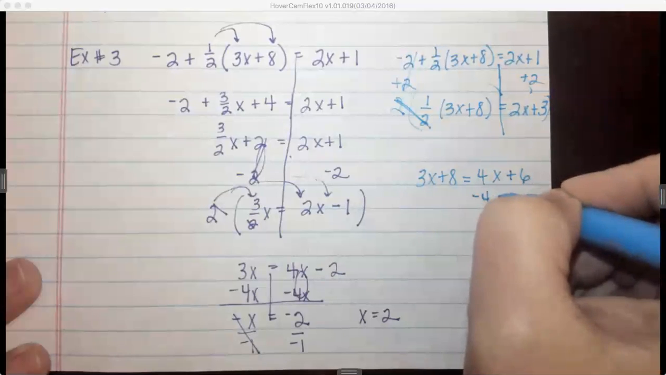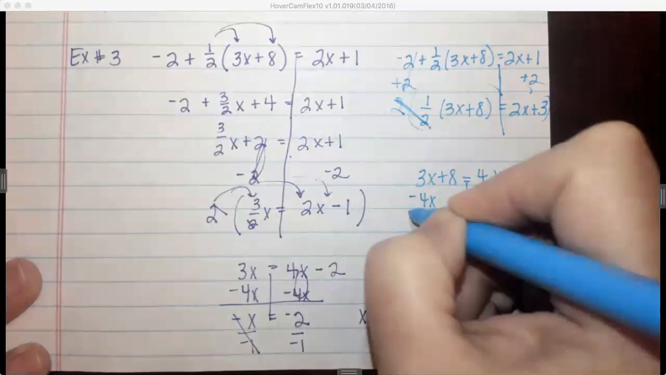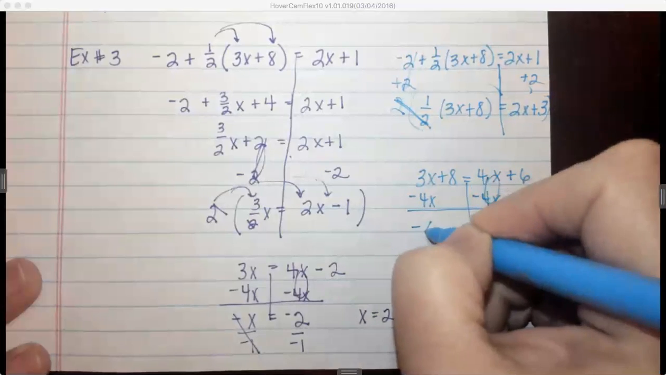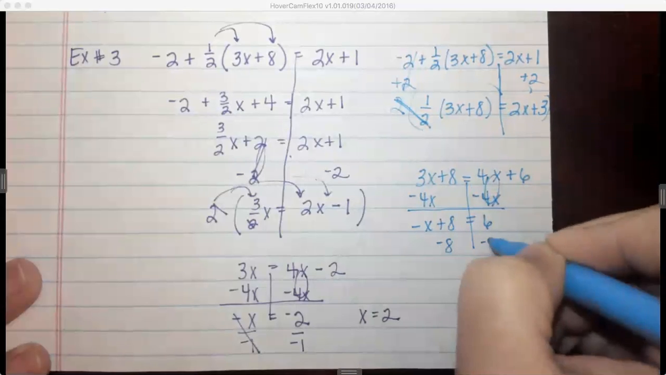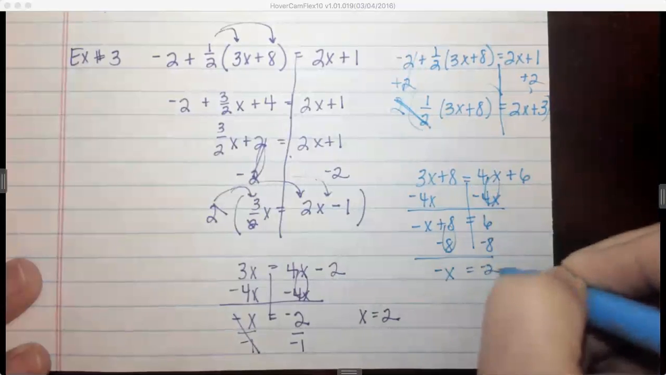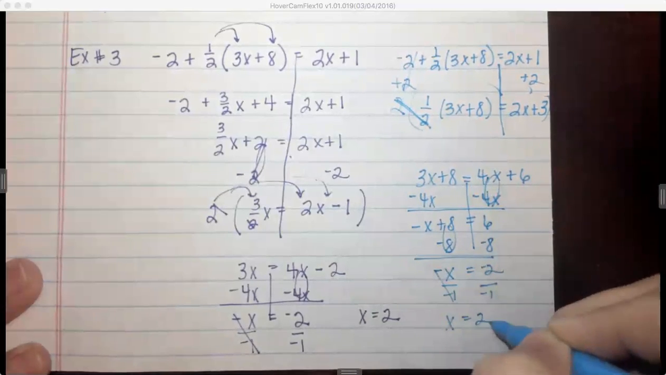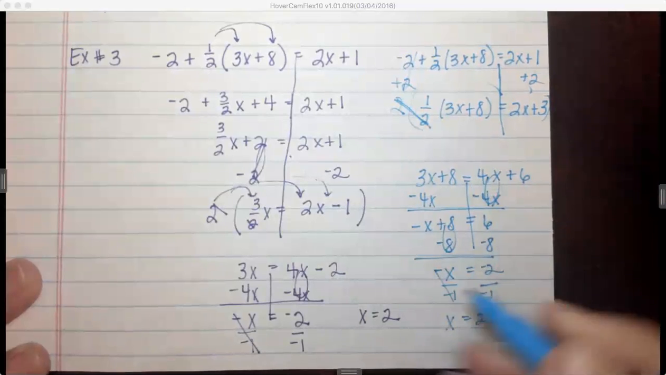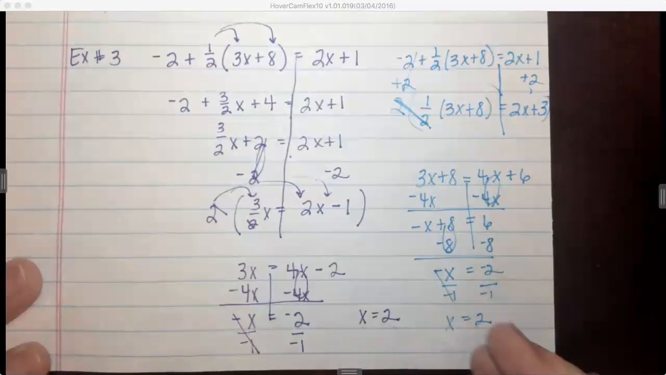And now I'm ready. -4x, -4x. We get -x plus 8 equals 6. Minus 8, minus 8. We get -x equals -2. Divide by -1. We get x equals +2. Okay, no matter if you do it the purple way or the blue way, you still get 2.